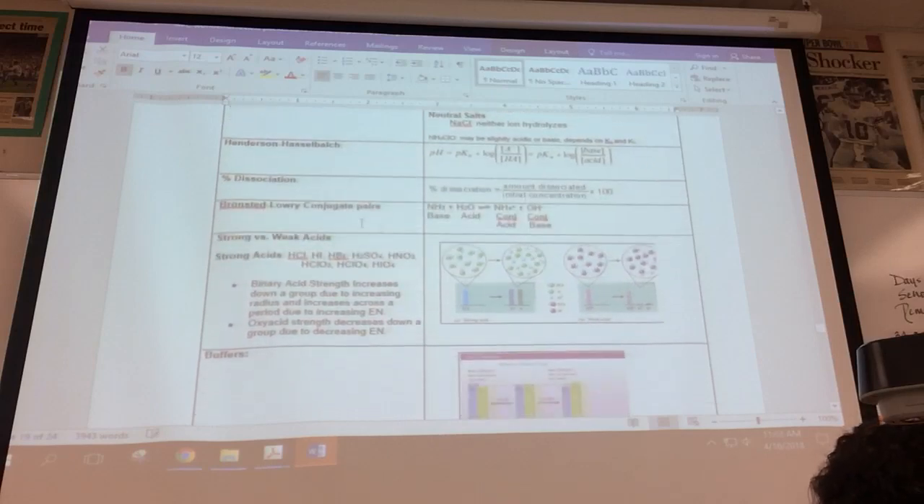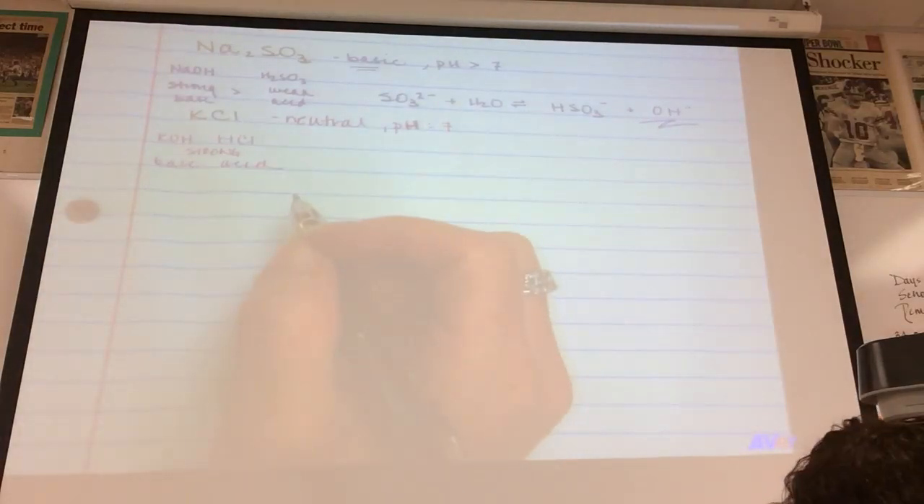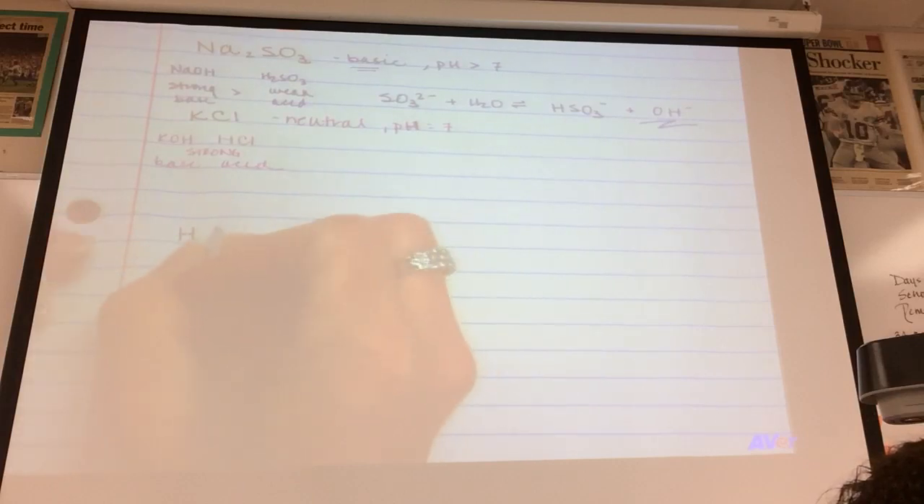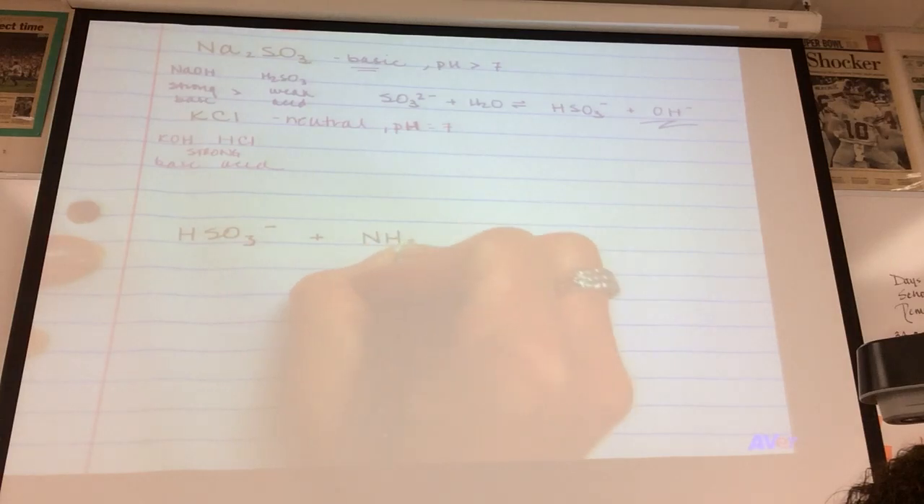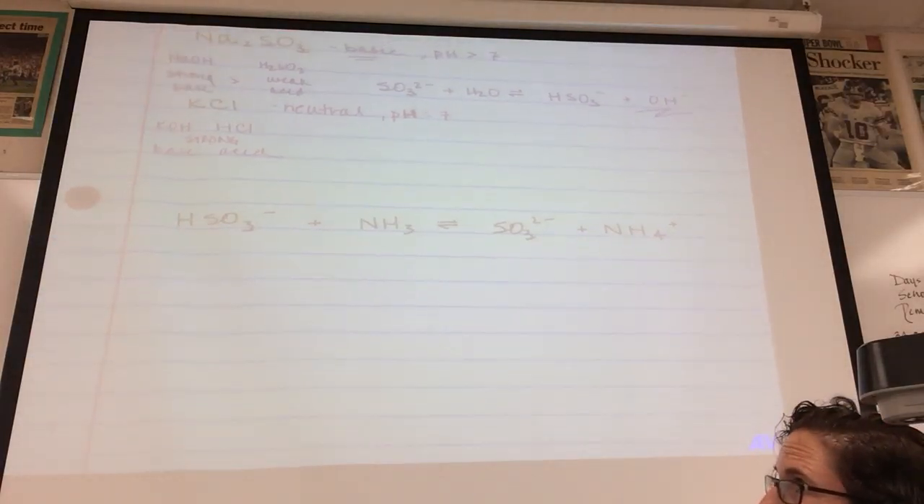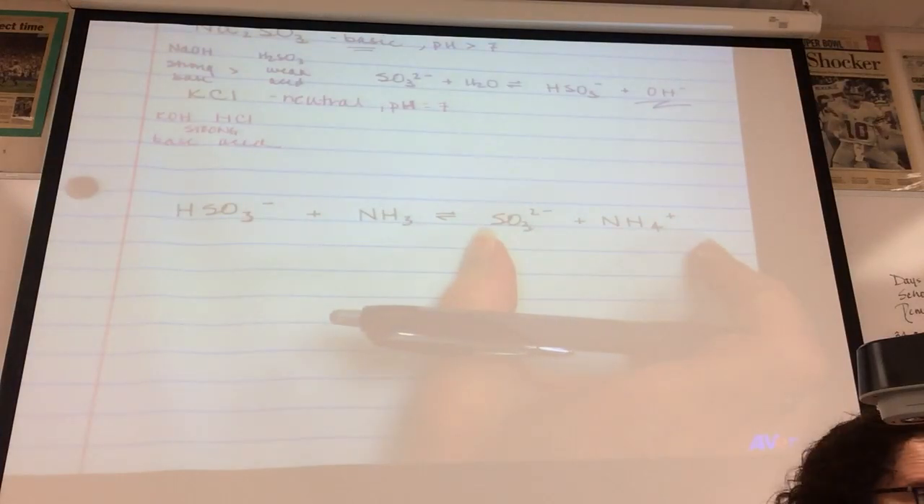Be careful there. You know what Bronsted-Lowry conjugate pairs are, for example, the base and its conjugate acid or the acid and its conjugate base. So for example, if I gave you, let's say, this reaction, is that balanced for charge? We've got 1 minus on the left and we have 1 minus on the right. So yes, it is.